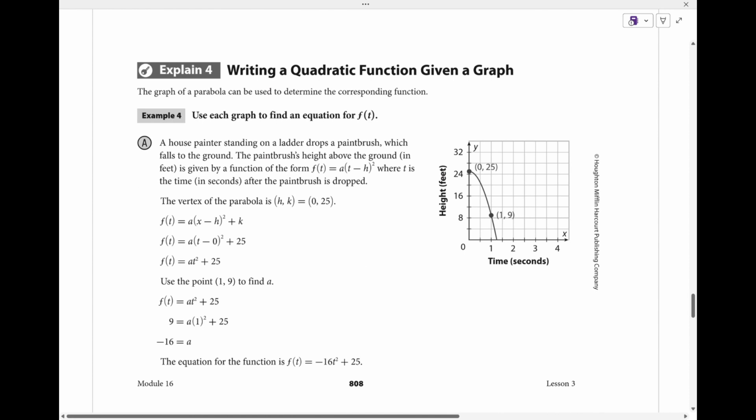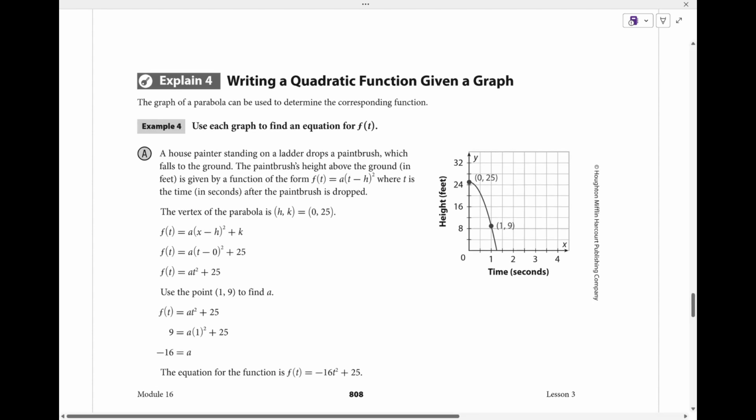Section 4, we want to write a quadratic function given a graph. This is going to be almost the same as a table as we just did. Again, step number 1, find your vertex. Here's my vertex, (0, 25). That's my h and my k. I plug in my h and my k right there. Step 2, take another point on the graph, like (1, 9). Plug that in for your x and your y.